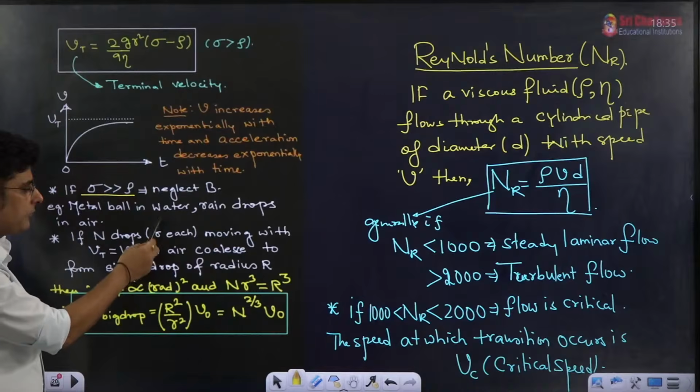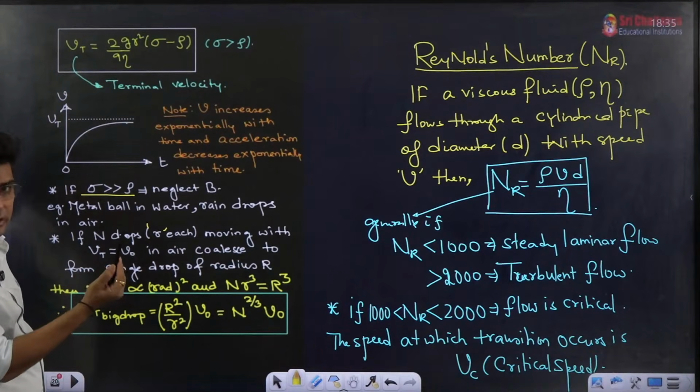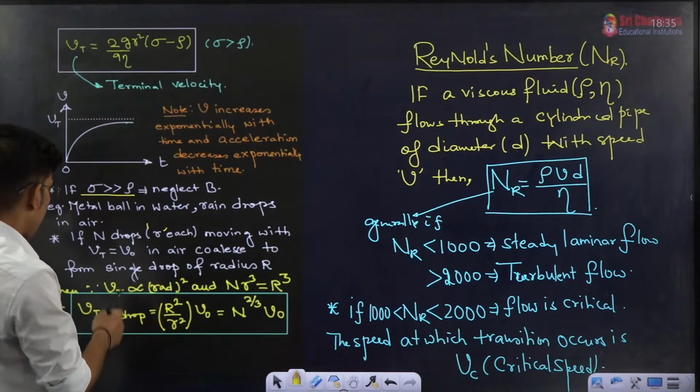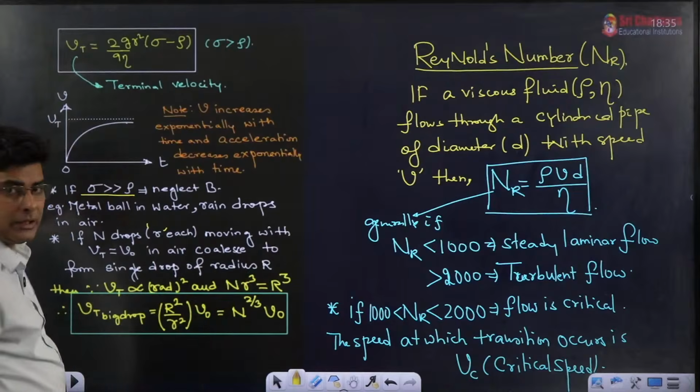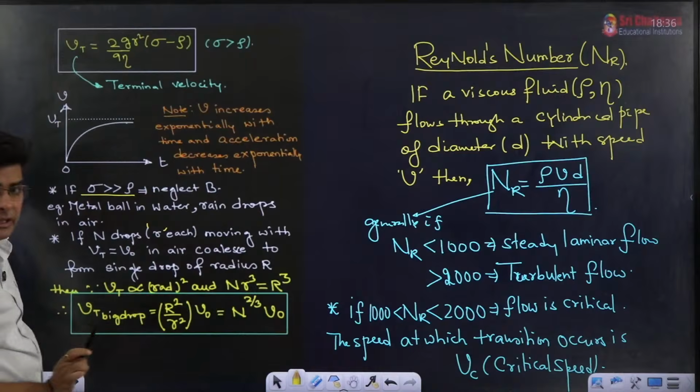Suppose there are n drops, each having radius small r. They are all moving with terminal velocity v naught each. Now if they collide, total volume is conserved, and they form a single drop of radius capital R. So we can write that n small r cube is equal to capital R cube.